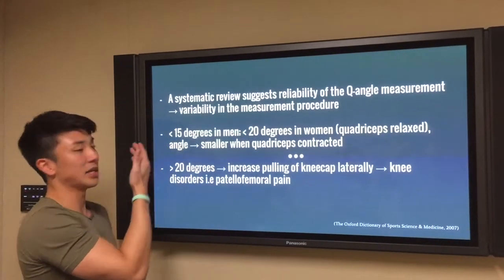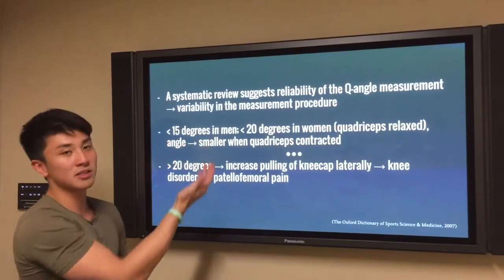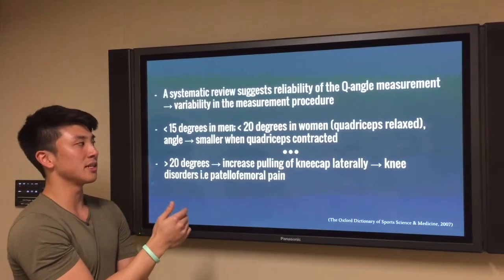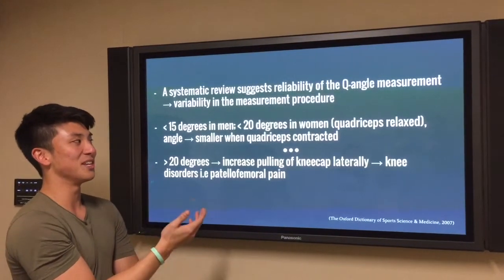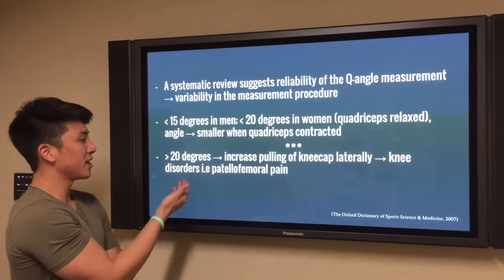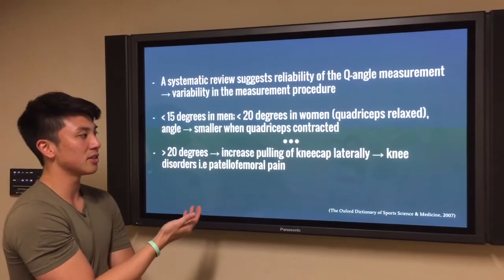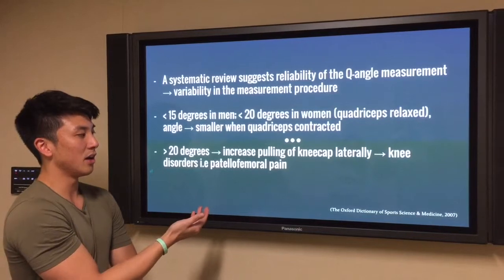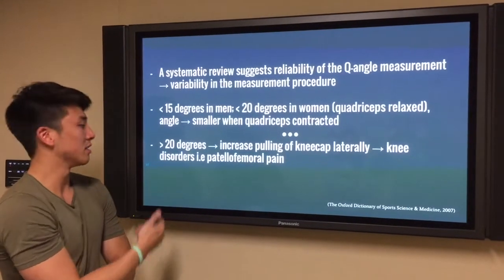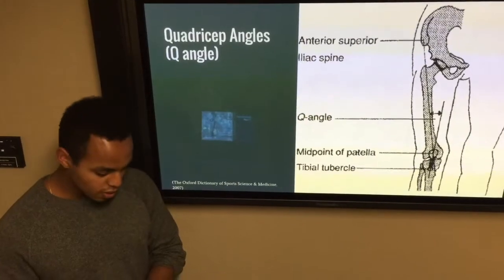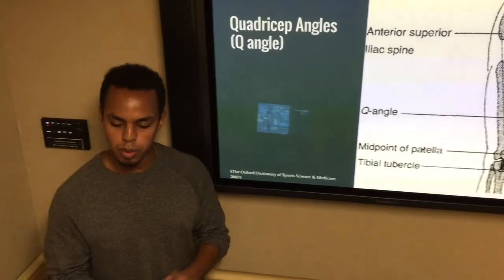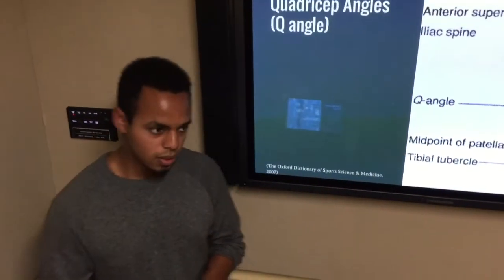Typically, the Q angle is less than 15 degrees in men and less than 20 degrees in women. The key point here is it's usually shown to be way higher in women. So when your Q angle is greater than 20 degrees, that's going to increase the risk of pulling your kneecap laterally, which increases the risk of knee disorders. That's going to be our activity for today. So just form groups of 4 and we'll be showing you how to measure the Q angle.